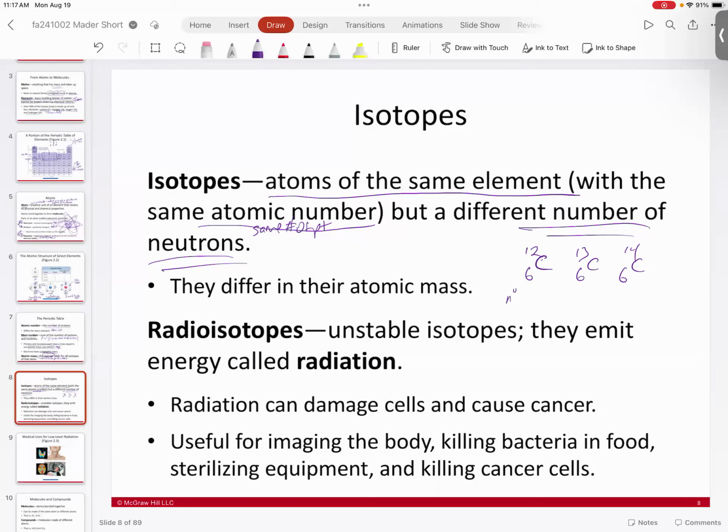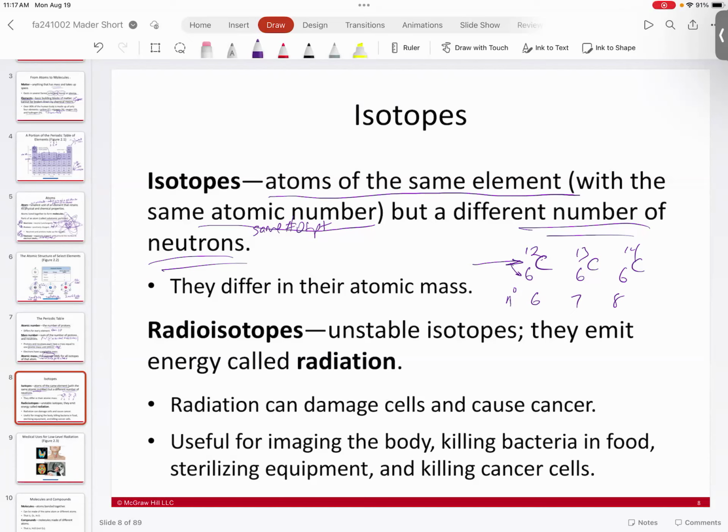So in the case of neutrons, carbon 12 has 6 neutrons, carbon 13 has 7 neutrons, and carbon 14 has 8 neutrons. So these are all isotopes of each other. Why? Because they're the same. And what makes them the same? The protons. What's different about them is the number of neutrons. That makes them isotopes of each other.